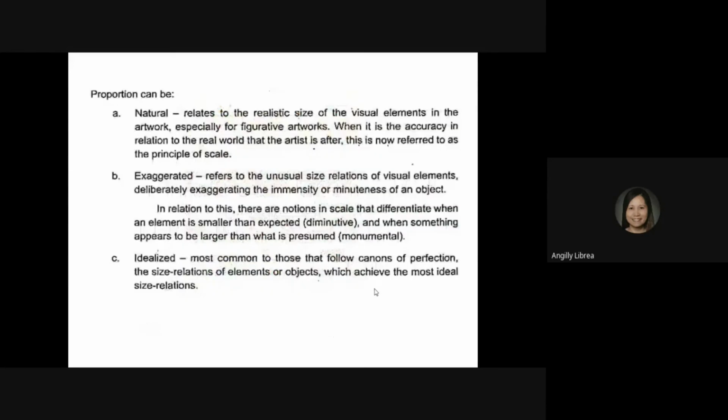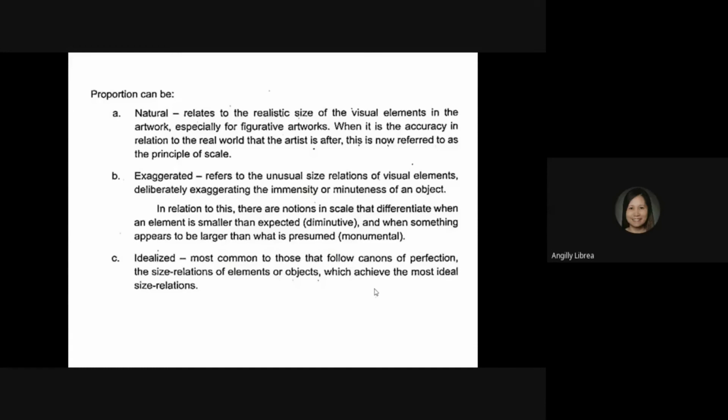Proportion can be divided, or proportion can be first natural. This particularly relates to the realistic size of the visual elements in the artwork, especially for figurative artworks. When it is the accuracy in relation to the real world that the artist is after, this is now referred to as the principle of scale.